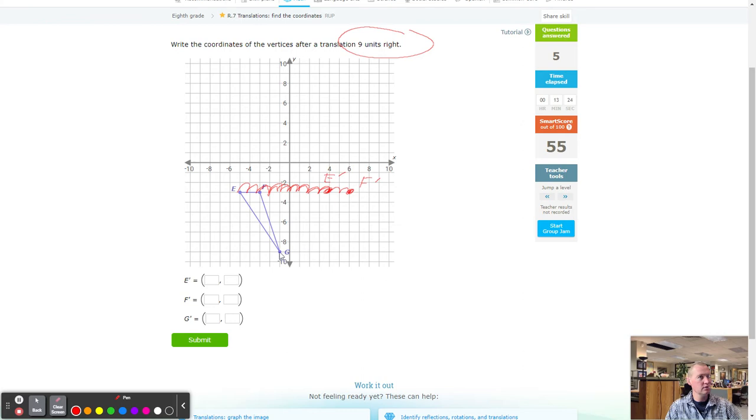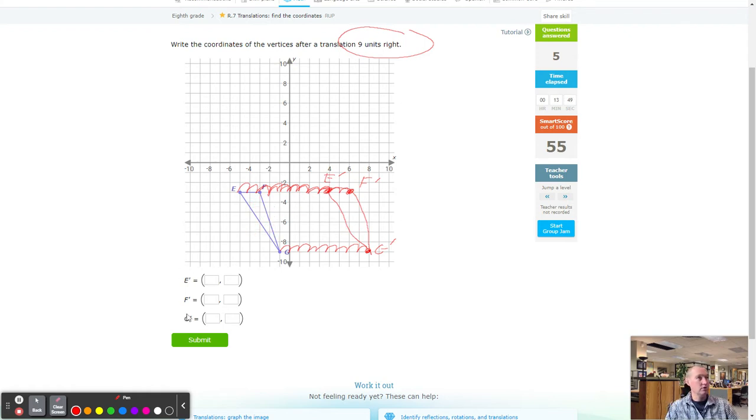And G, we have 1, 2, 3, 4, 5, 6, 7, 8, and 9. And G prime. See if our new graph matches our pre-image. So our image here, besides the lines not being perfectly straight, does match our pre-image.